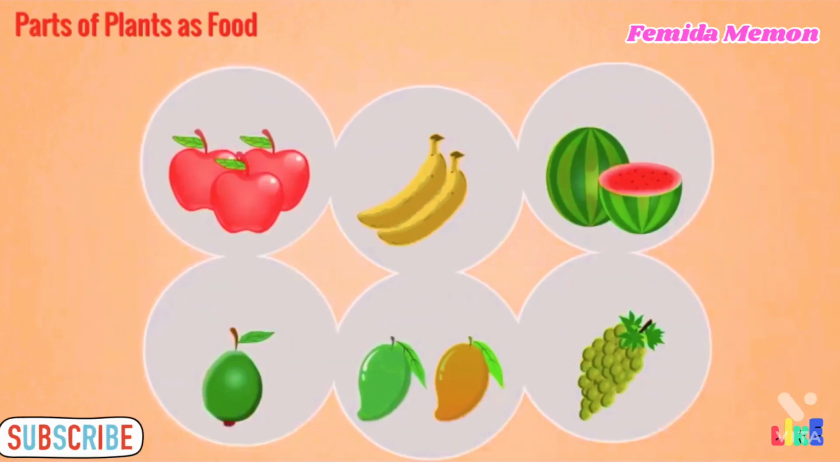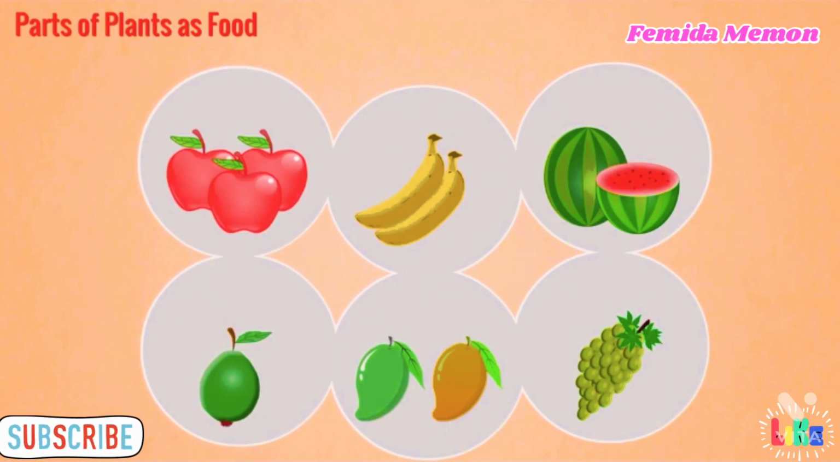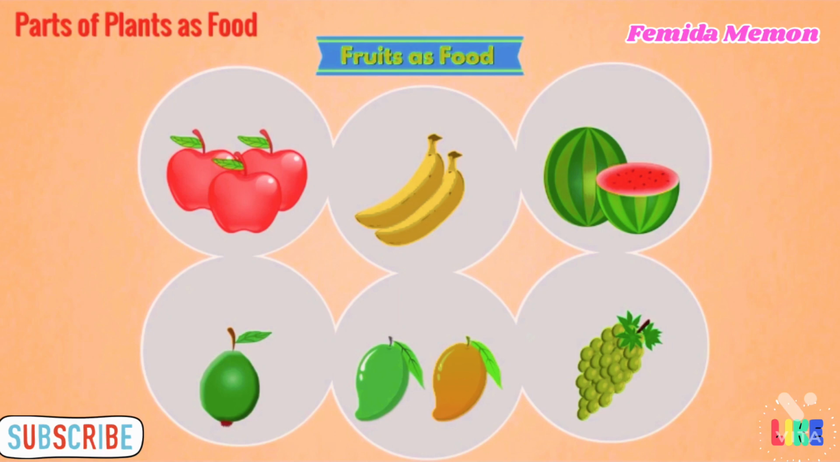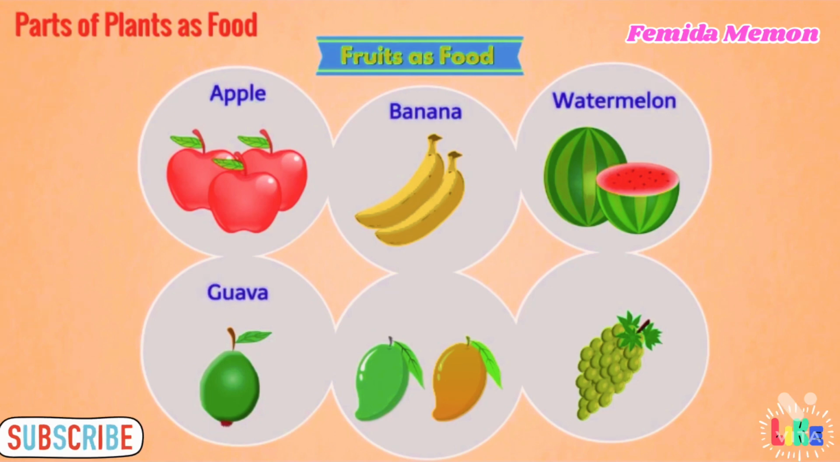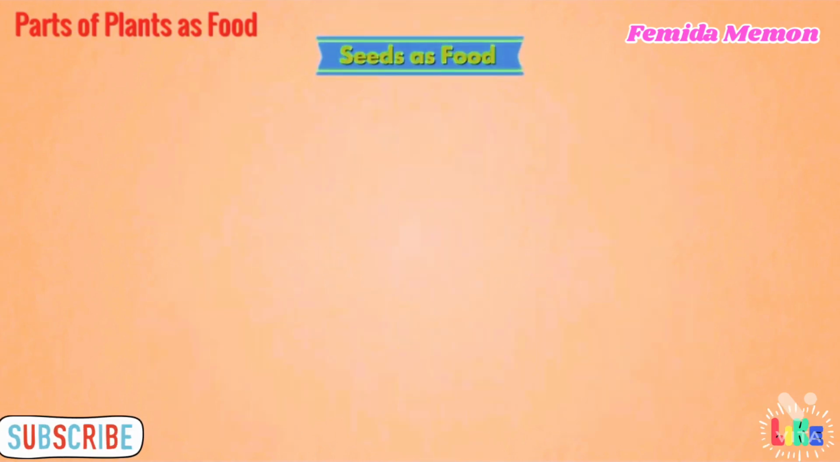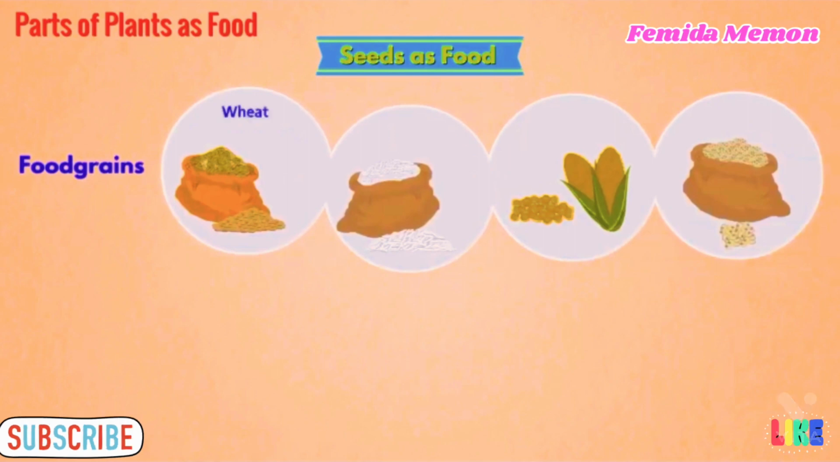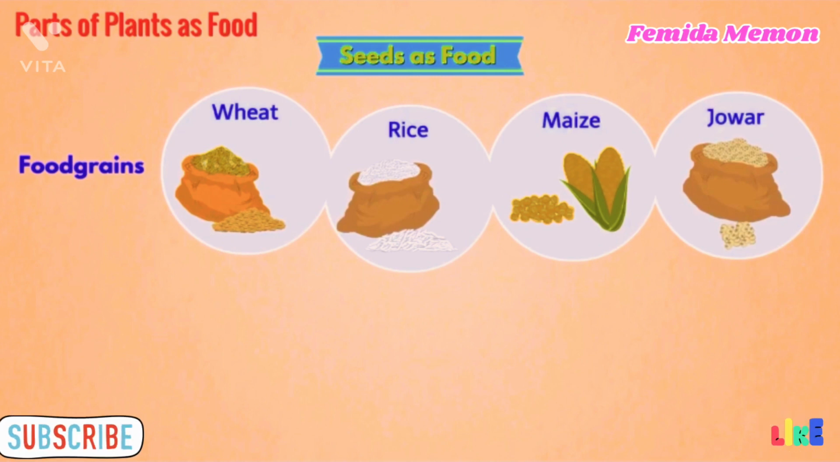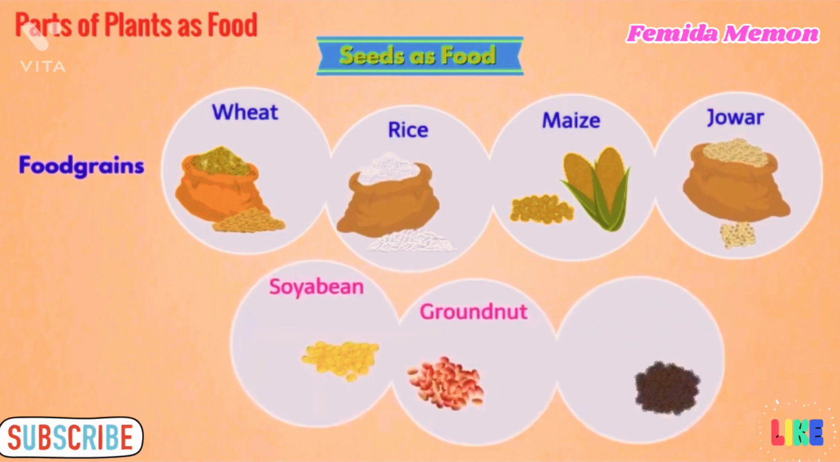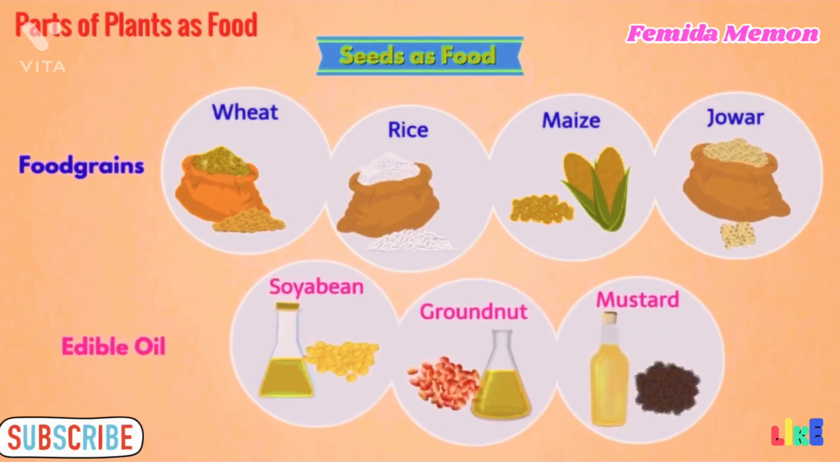We all like fruits. Some are sweet, some are sour. They are also used as food. Examples are apple, banana, watermelon, guava, mango, grapes, etc. Seeds are a very important part of our food. Most seeds are in the form of food grains. Examples are wheat, rice, maize, jowar, etc. From the seeds of plants like soya bean, groundnut, mustard, we obtain edible oil.